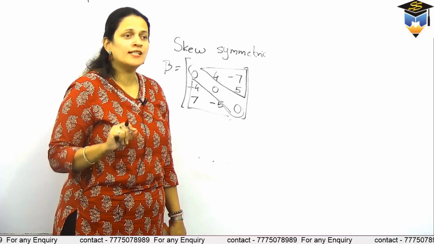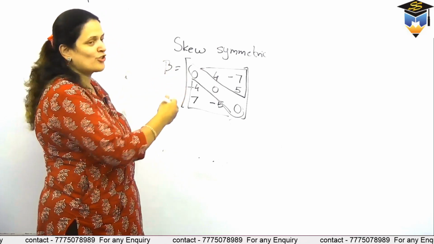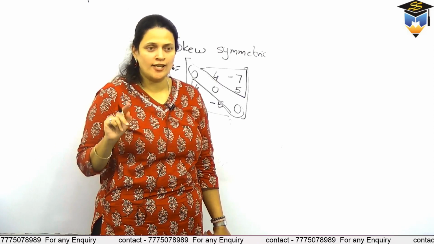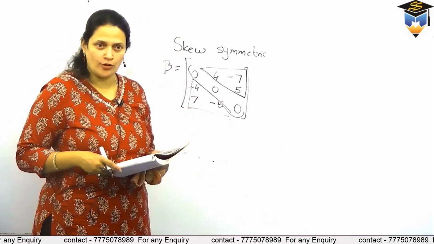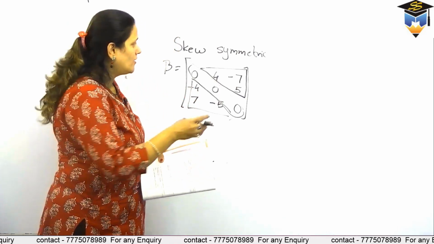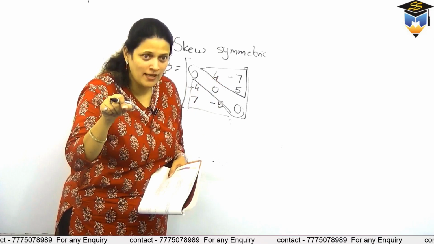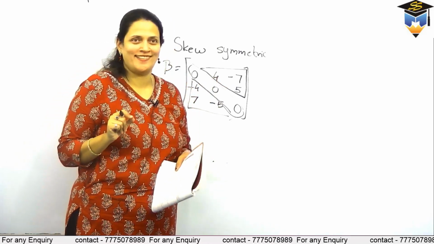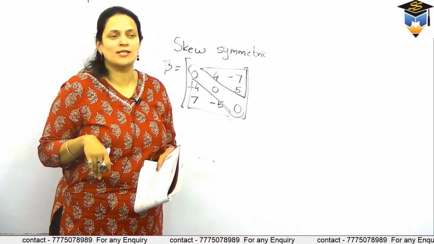So whenever somebody asks you to find out which type of matrix it is, you have to observe these two things. First condition, the diagonal elements have to be 0, and second condition, the upper triangular and lower triangular elements have the same values but different signs. Understood? So this is an example of a skew symmetric matrix.